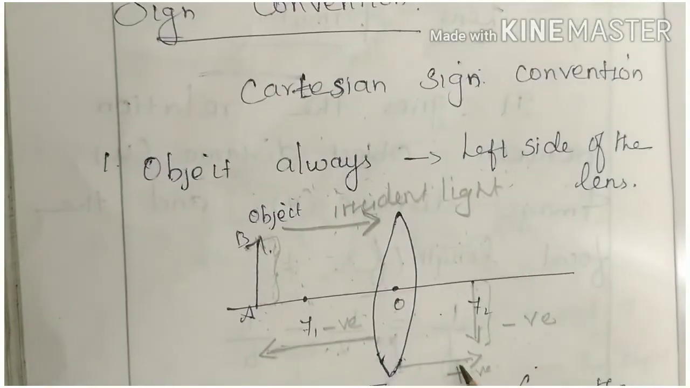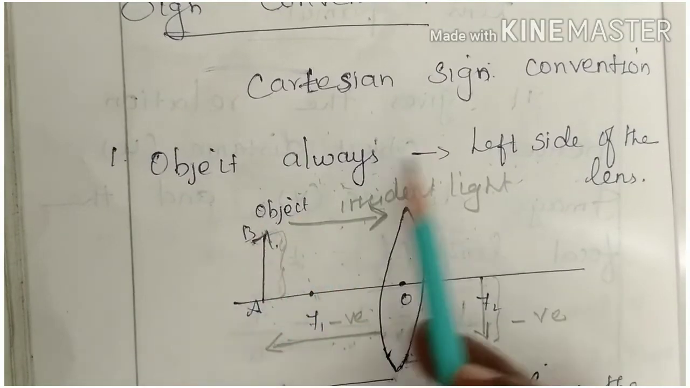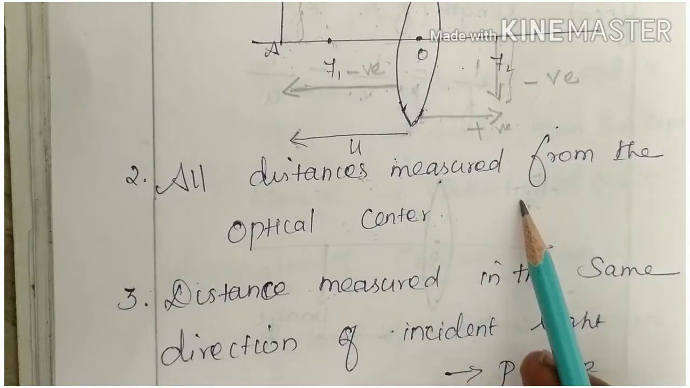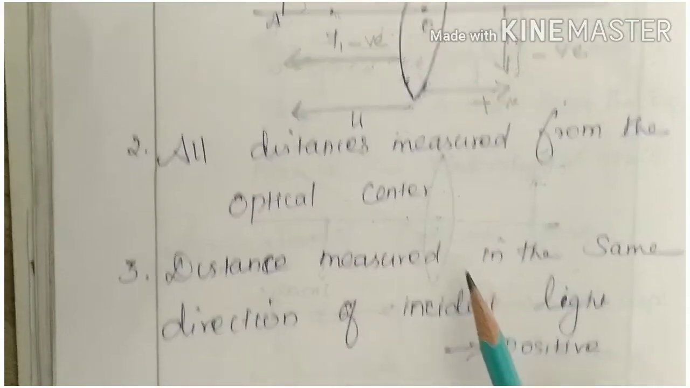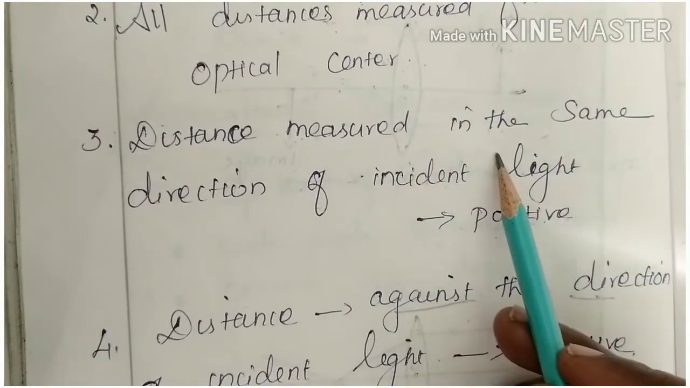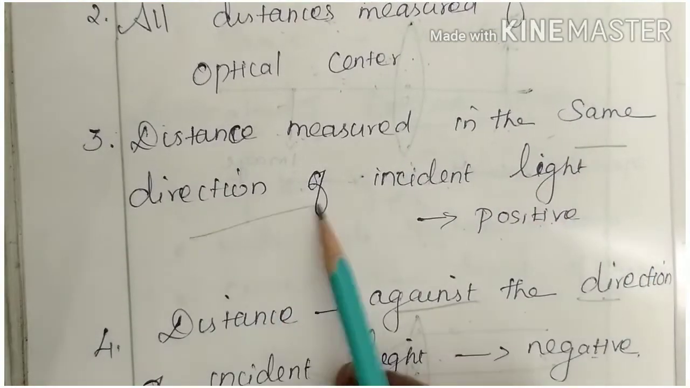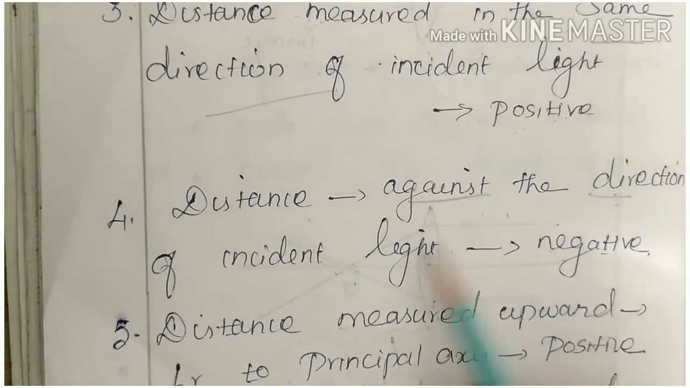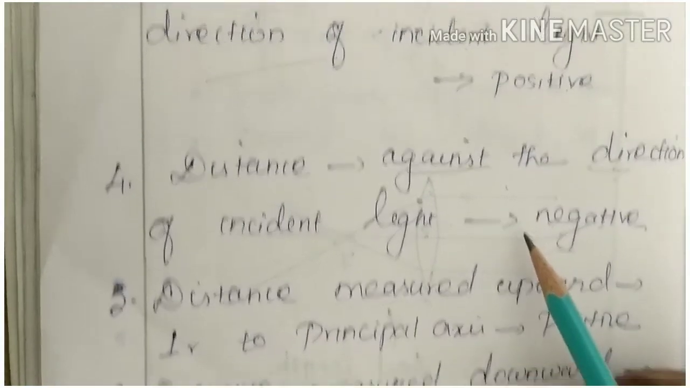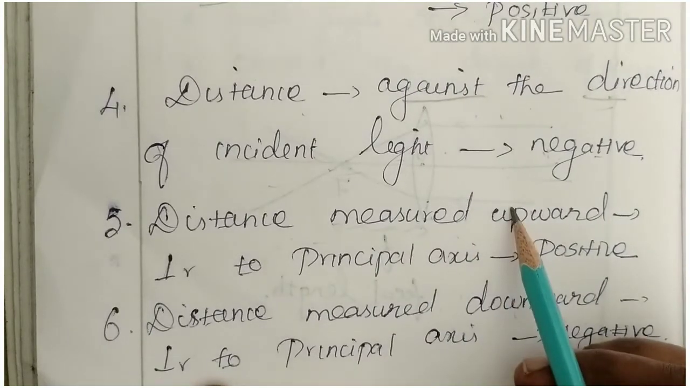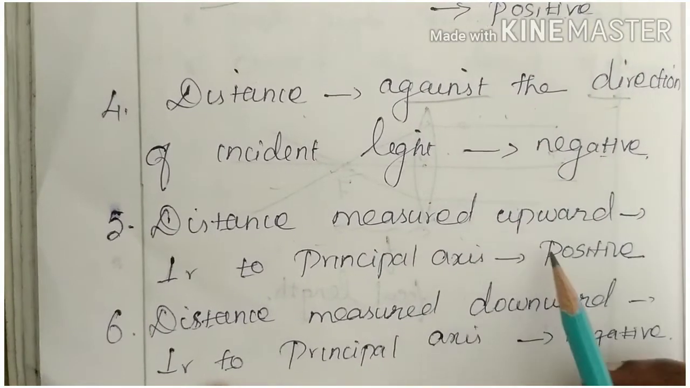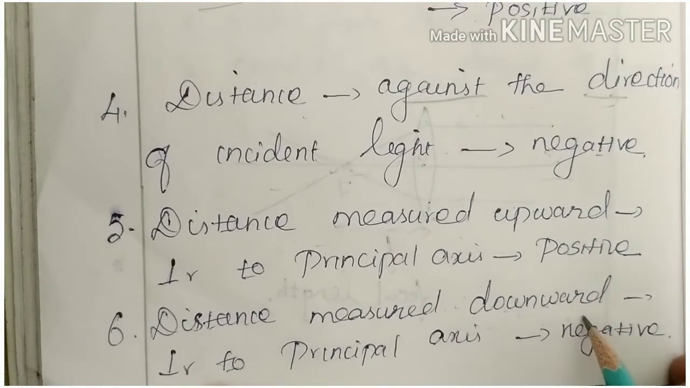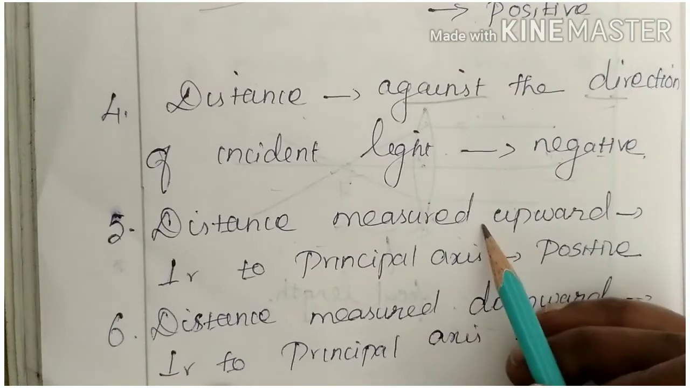What's the first point of the Cartesian sign convention? The object should always be to the left side of the lens. What's the second point? All distances are measured from the optical center. The third one: distance measured in the same direction as the incident light means positive, and distance measured against the direction of incident light means negative. Distance measured upward, above the perpendicular axis, is positive. Below, in the downward direction, it will be taken as negative. These are the Cartesian sign conventions.